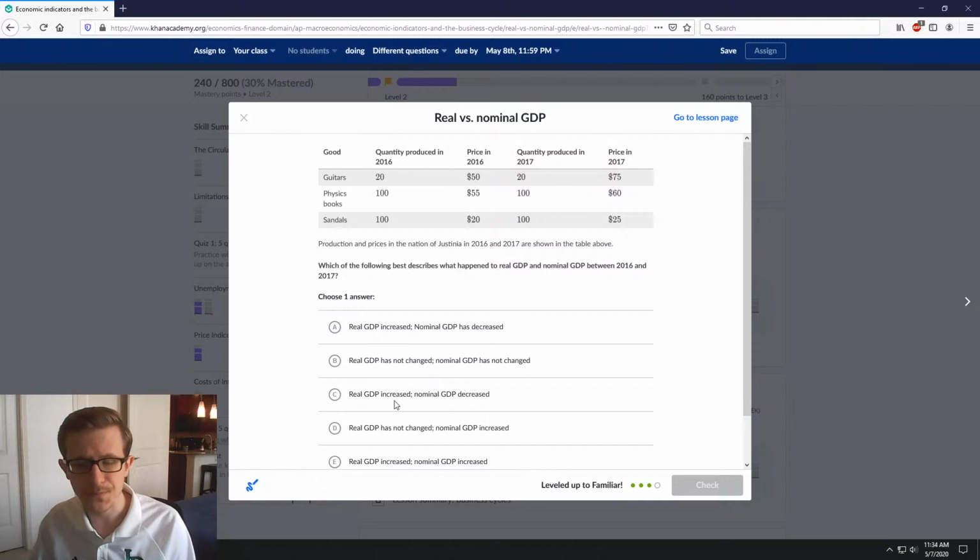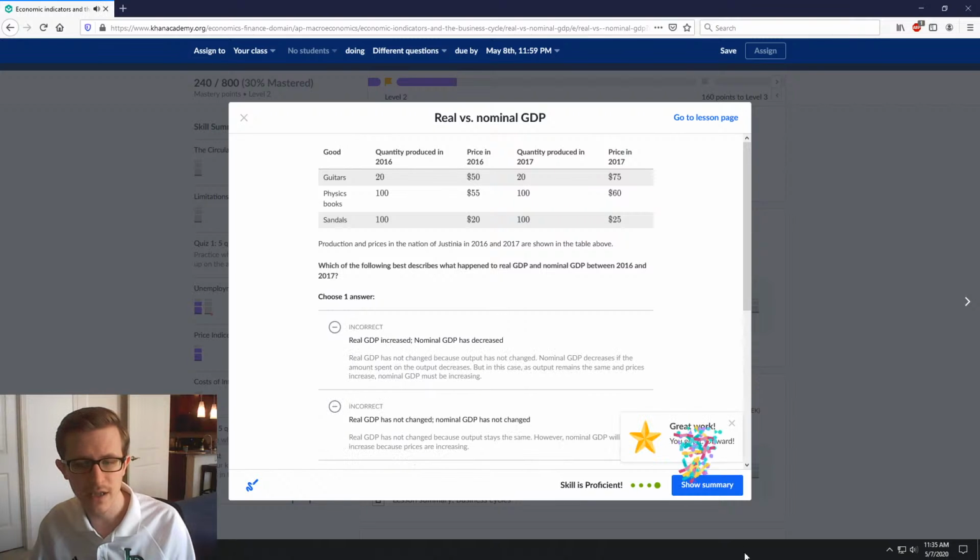Real GDP has increased. Real GDP has not increased again, same amounts being produced. Real GDP has not changed, and nominal GDP increased. So D. There we go. D. Excellent work there. So good job.